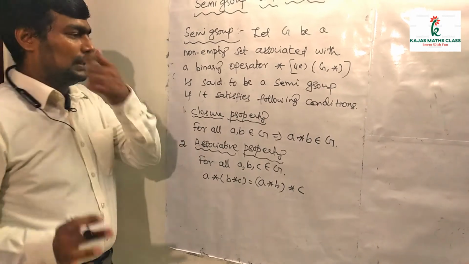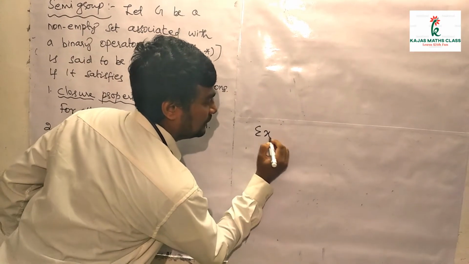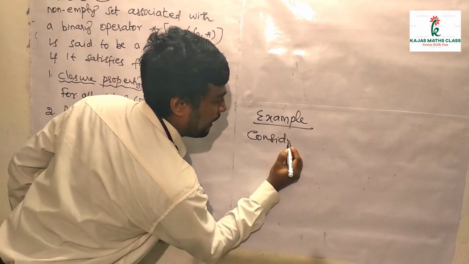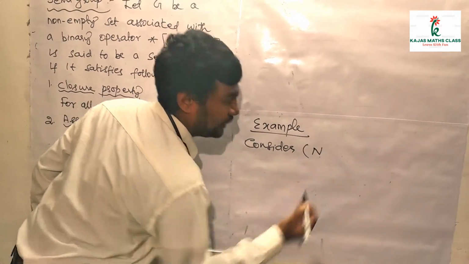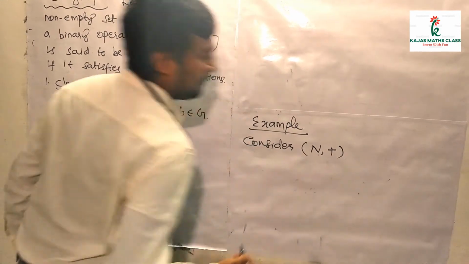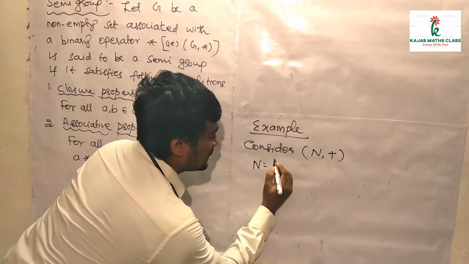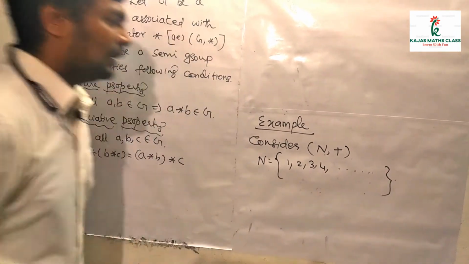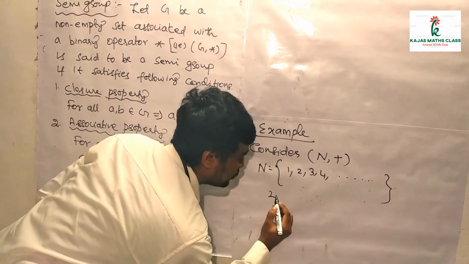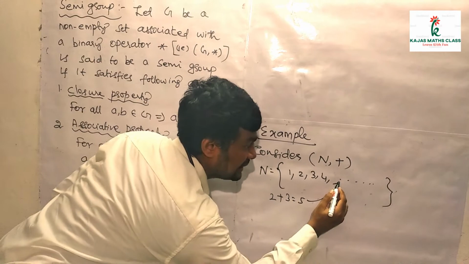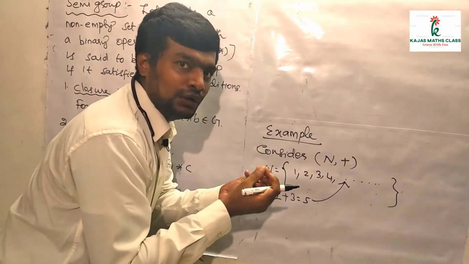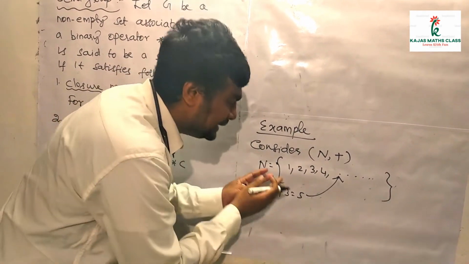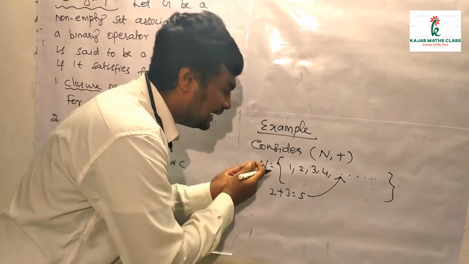Let me give you an example. Consider the set of all natural numbers along with the binary operator plus. What are natural numbers? It starts with 1, right? You consider any 2 elements, for example, 2 plus 3. It is 5. It is inside here. Any 2 natural numbers you consider, you add them, again you are going to get one more natural number, right? So it is closed with respect to addition.